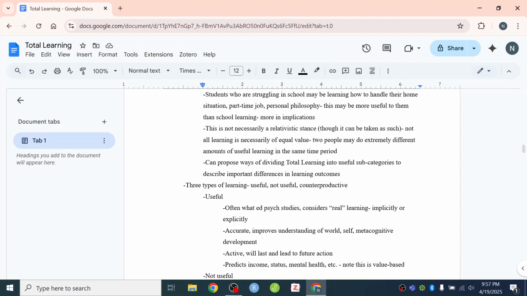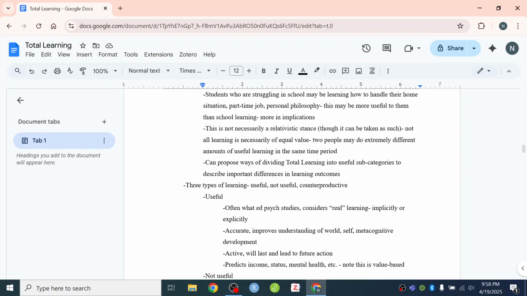And it predicts income, social status, career status, mental health, etc. Predicts positive outcomes. That when you learn more of these things, you get better outcomes in these other metrics. Note, of course, that this is value-based. Should income really be a metric of whether or not this is something useful to learn? That's an ongoing question. But whatever we decide is a valuable outcome, we can then say this type of learning leads to that valuable outcome, therefore it is useful learning.